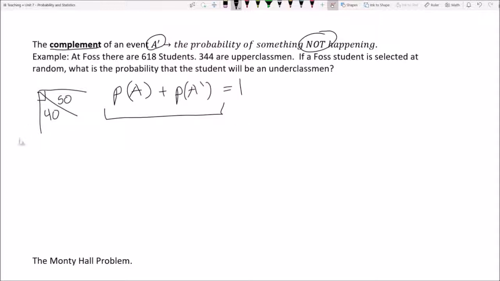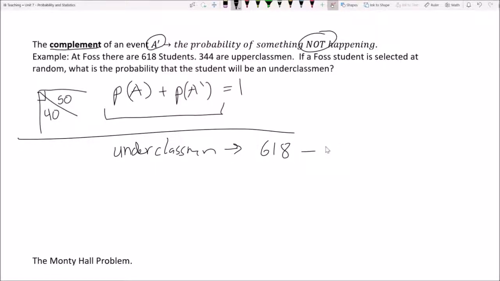So we have an example here. At FOSS, there are 618 students, 344 of them are upperclassmen. If a FOSS student is selected at random, what's the probability that the student will be an underclassman? So here's why it's complementary thinking. Because we would first need to know how many underclassmen there are. And that's pretty easy. We know that there are 618 students, so if we subtract out the upperclassmen, then we will know the number of underclassmen. And that is 274.